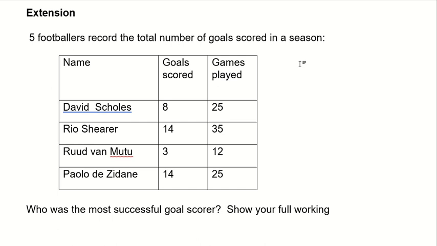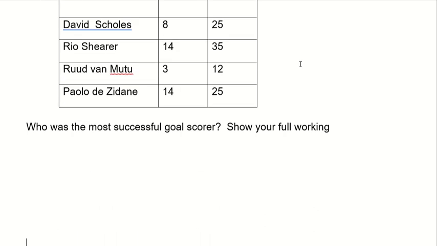Show your full working. So what you are supposed to do here is find the percentage of each player based on the goals that they scored and the games that they played. So if you were to actually work this out, again, you can use many different methods to do so. You could use any of the methods that I've shown you to do so. I'll just give you the answers for the percentages. I've actually written them down rather than going through the full thing.